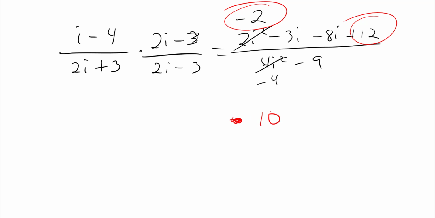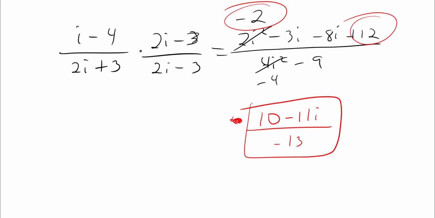So it's 10. And negative 3i minus 8i is negative 11i. Over negative 4 minus 9 is negative 13. That's it. Okay, let's do a couple more here.